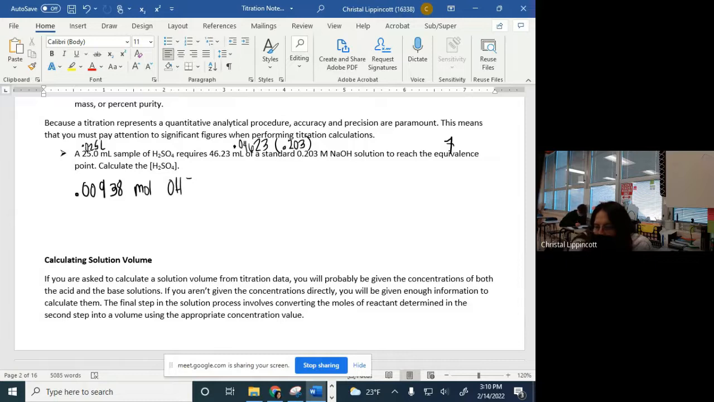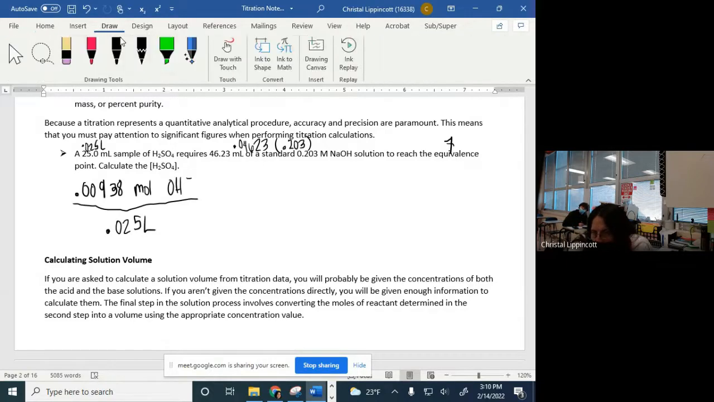Okay. And that was the equivalence point. So I'm going to divide those moles by this many liters, because that's also the moles of H plus, right? Because it's at the equivalence point. That's what it means. The moles of this equal the moles of that. So then multiply that out. We can get 0.3752 molar.